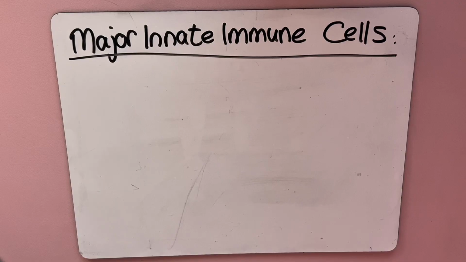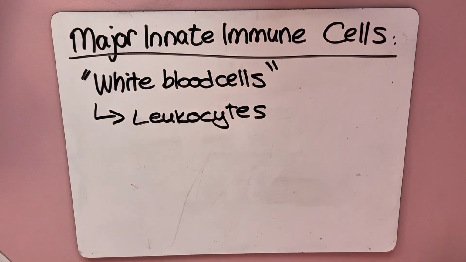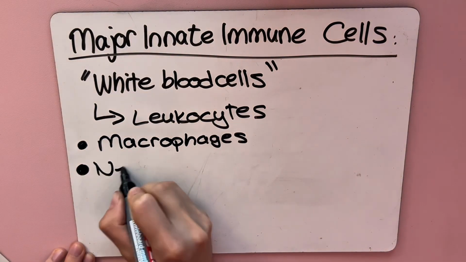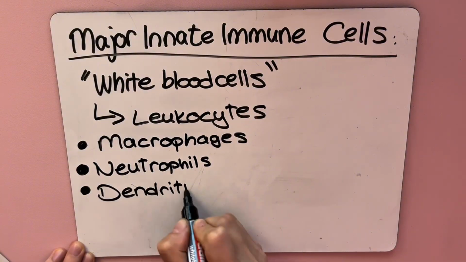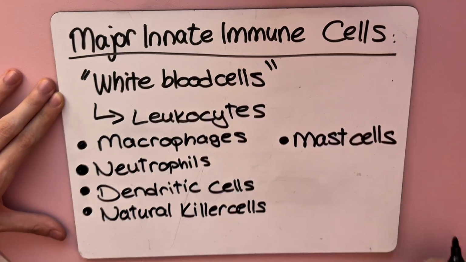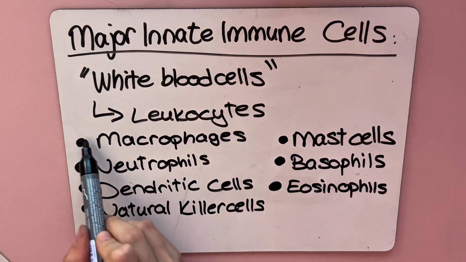Once a pathogen penetrates the initial barriers, the innate immune system deploys various immune cells to quickly attack and contain the threat. These cells are often called white blood cells, but we will use the term leukocytes. We are going to talk about macrophages, neutrophils, dendritic cells, natural killer cells, mast cells, basophils, and eosinophils. Let's start with the macrophages.